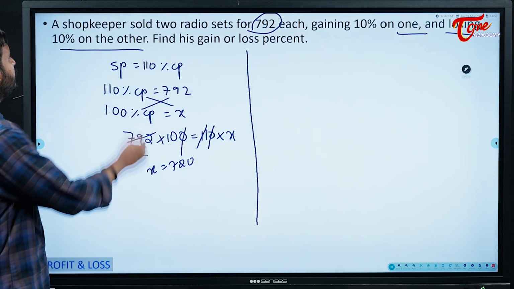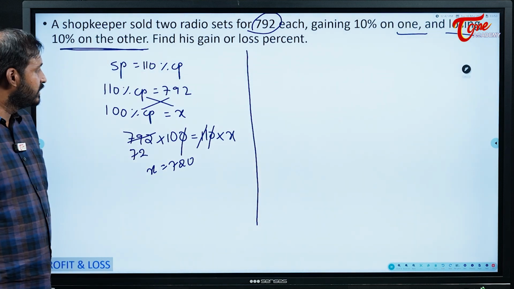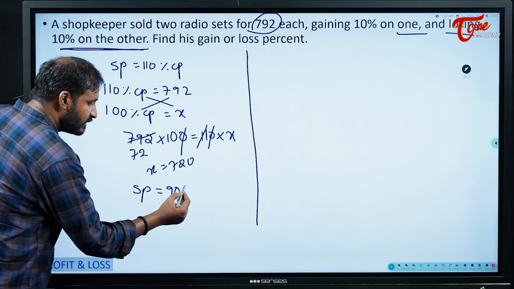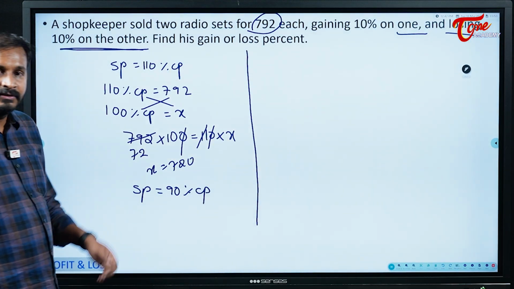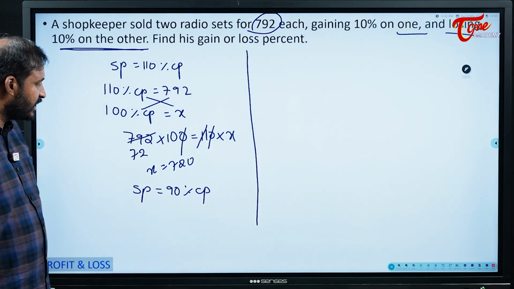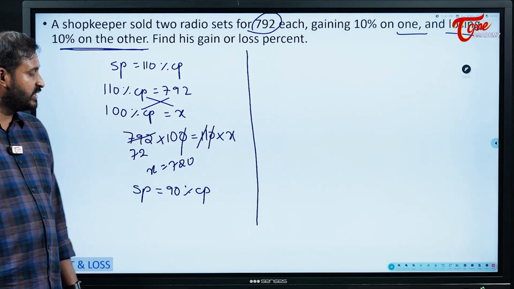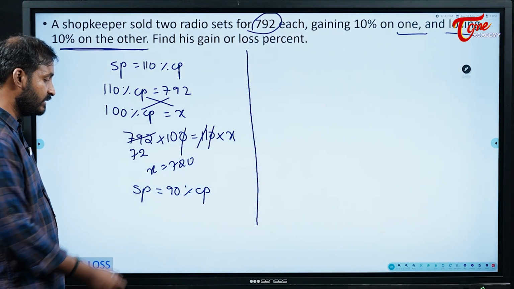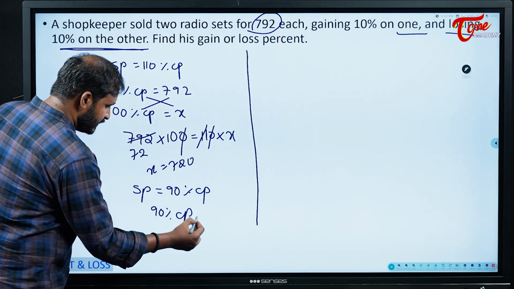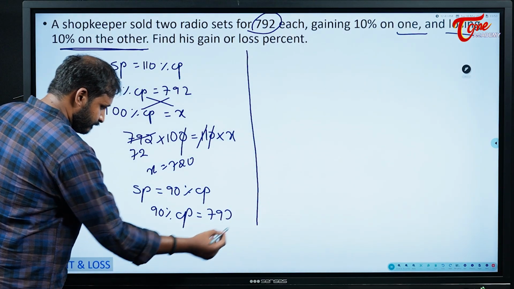He lost 10% on the other article, right? So in that case, what will you write? SP is equal to 90% of CP. Am I correct? Why? Because of loss. If there is a profit, we will take it as plus. If there is a loss, we will take it as minus. So SP is equal to 90% of CP. Here also the same thing, 90% of CP is equal to 792.